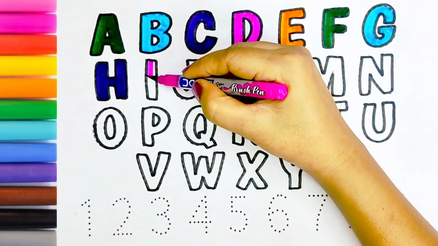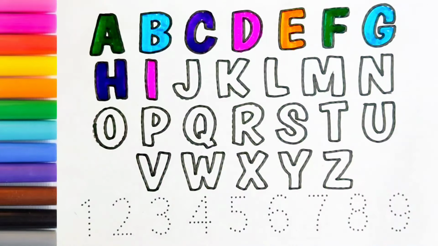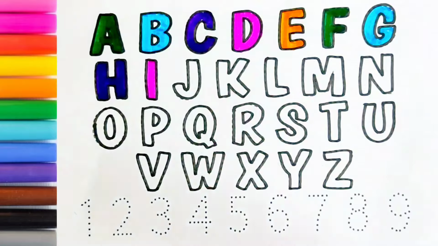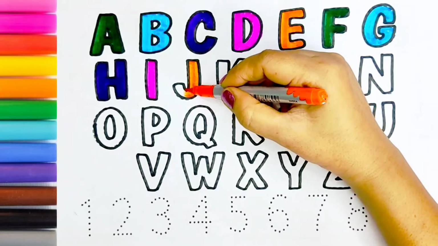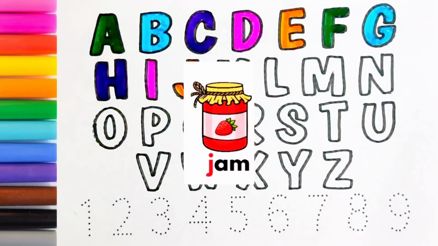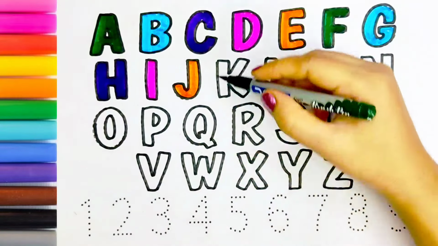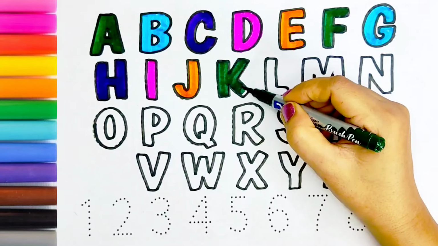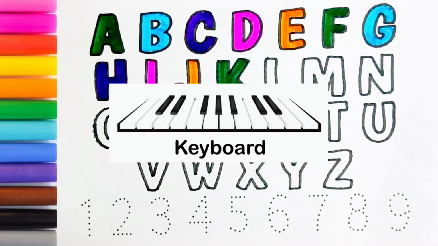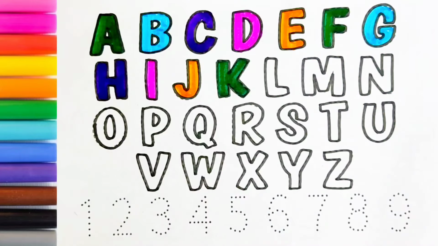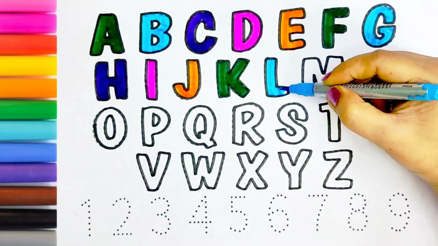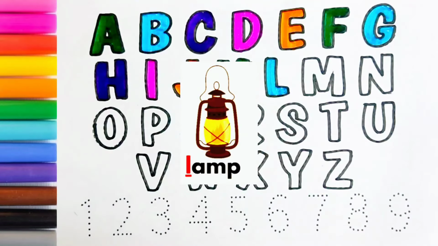Pink color I. I for eyes. Orange color J. J for jam. Dark green color K. K for keyboard. Sky blue color L. L for lamp.